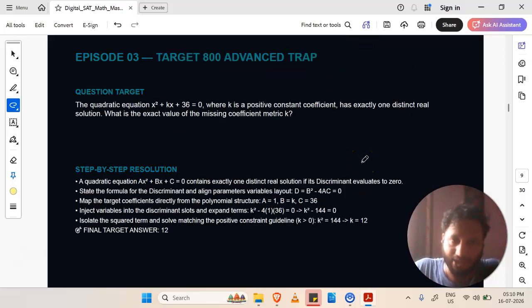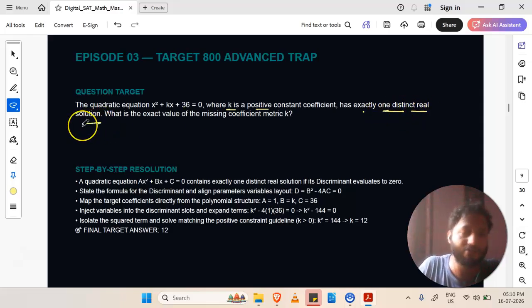This one. The quadratic equation x square plus kx plus 36 equals 0. It's a simple quadratic where k is a positive constant coefficient. Now this needs to be kept in mind: k is positive. It has exactly one distinct real solution. Now my question to you is, can a quadratic ever have only one solution?